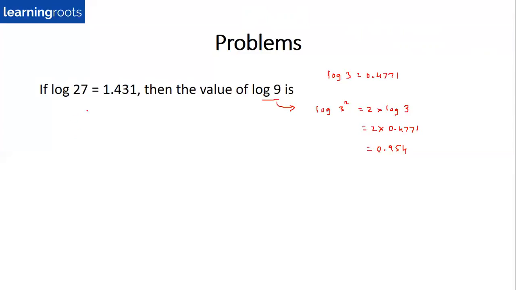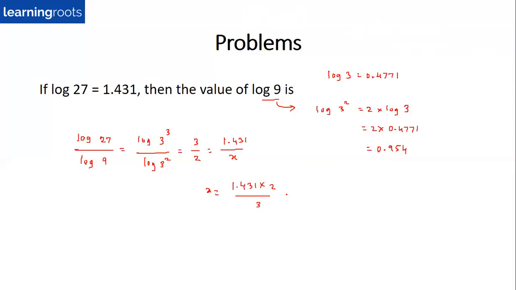If you don't know that, you need to find log 9, right? And you are given log 27. So log 27 and log 9, basically I can write this as log 3 raised to 3 and log 3 raised to 2. So this comes down to 3 by 2. Now, if I want to find the denominator part, let it be x, and I have 1.431 in the numerator. So my value of x is essentially 1.431 into 2 divided by 3. If you do this, you will get 0.954 as the answer.